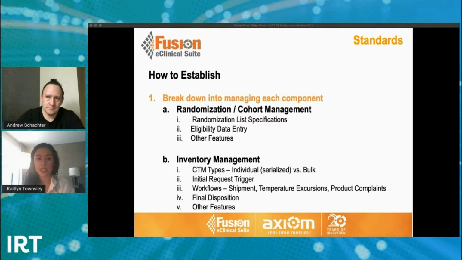On the inventory side, when we're looking at setting up standards, we want to think about our different CTM types. So are we using individualized versus bulk? We should have a plan in place in case we need to use bulk, even though usually we use individual. Can we standardize how we trigger that initial shipment to the site, or how the initial inventory is sent to the site?